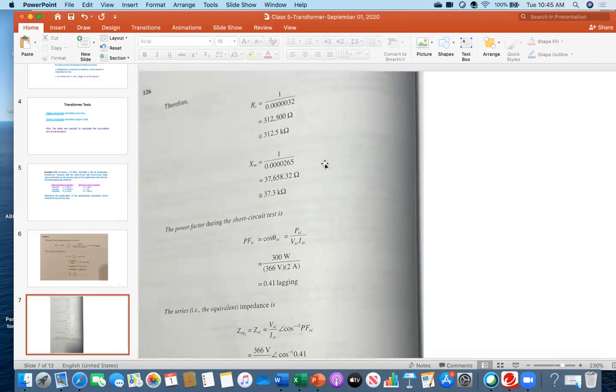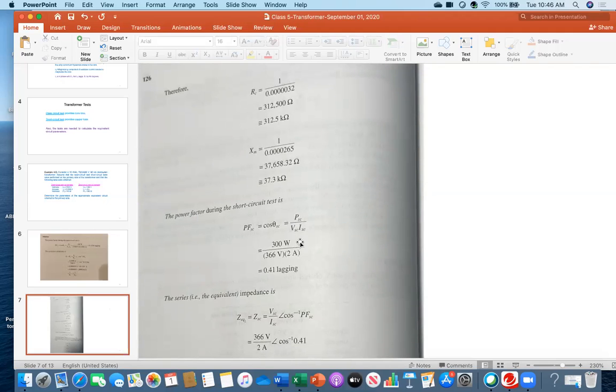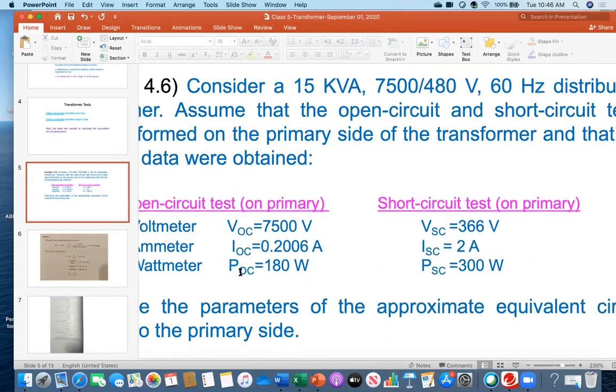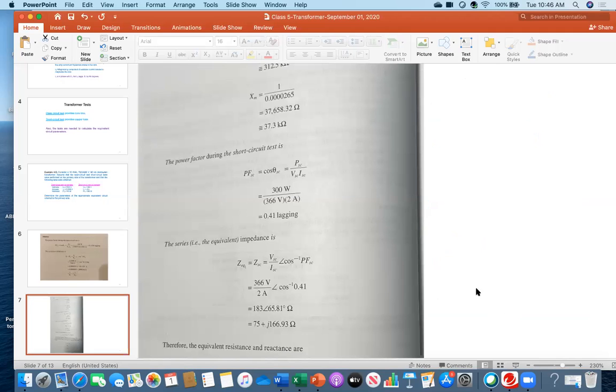Everybody is fine with the calculation? Yeah, looks good. Then now utilize the short circuit data. You are done with the open circuit data. Now you come back to the short circuit test data. With the help of these three data, you will be finding R1, R2, X1, X2. That is your goal. Now look at this calculation.